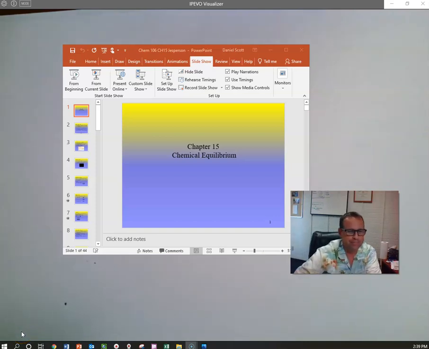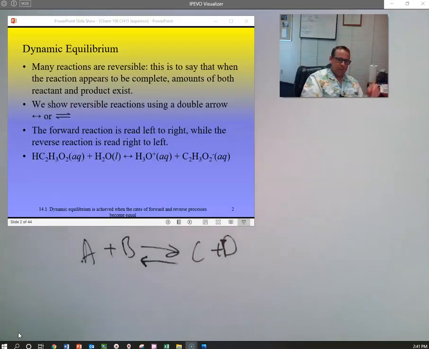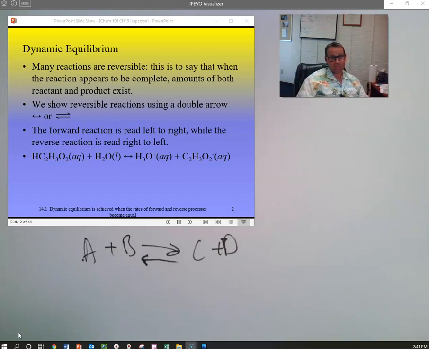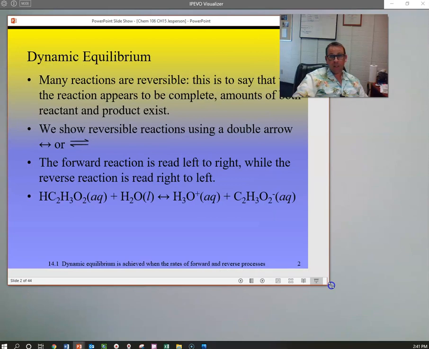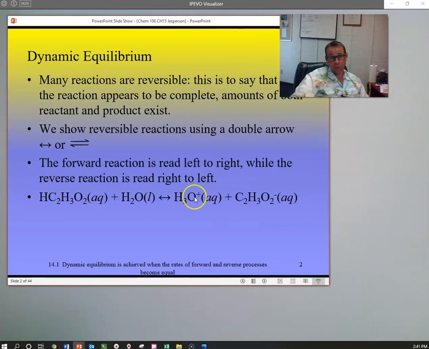Yes, sir. No. So chemical equilibrium. We've always said that A and B can react to form C and D, but what if C and D can react and form A and B as well? All right. Here's another example of a chemical reaction that is in equilibrium that we've introduced before.